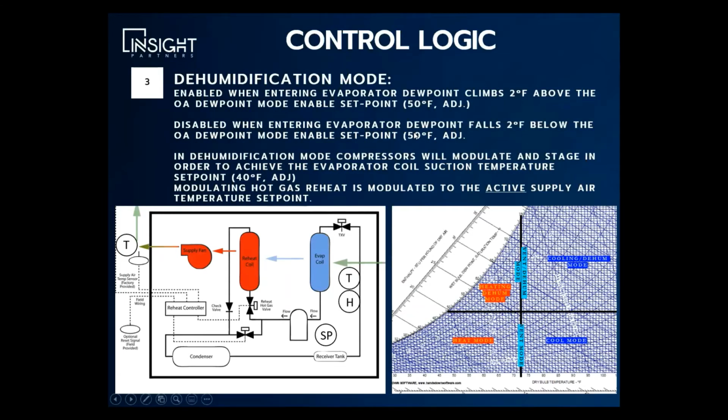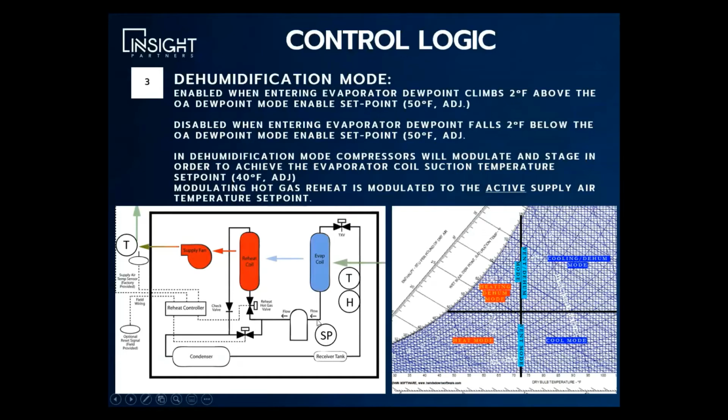Dehumidification mode takes priority over all of the modes and can exist anytime the outside air dew point is 2 degrees above the dehumidification mode enable set point. In dehumidification mode, the compressors are going to modulate and or stage to achieve the evaporator coil suction temperature set point as sensed by the suction pressure transducer, typically set at 40 degrees.